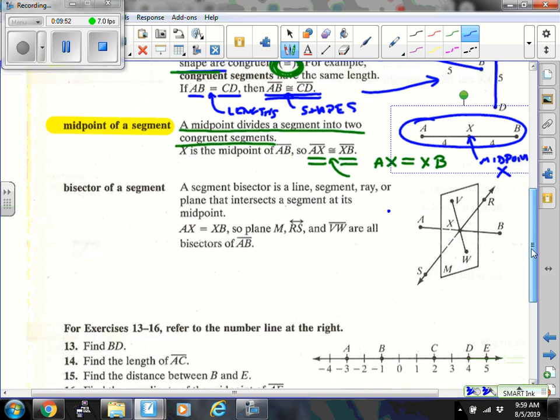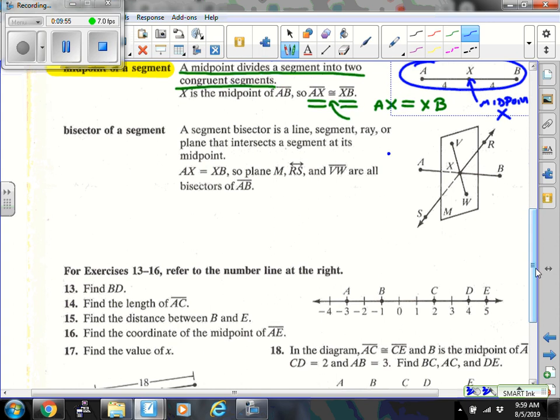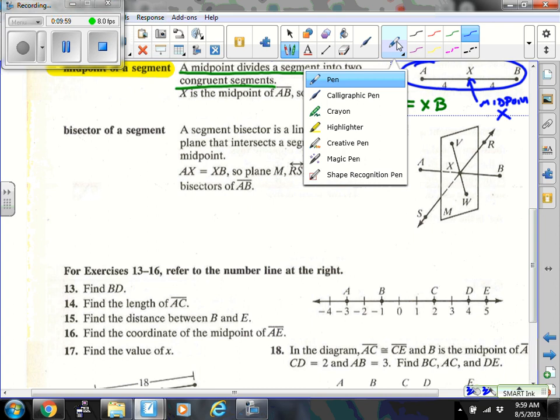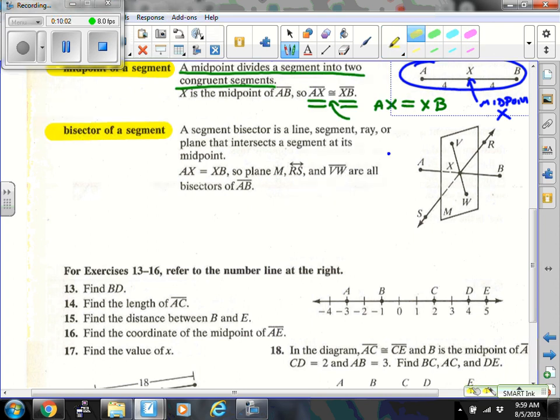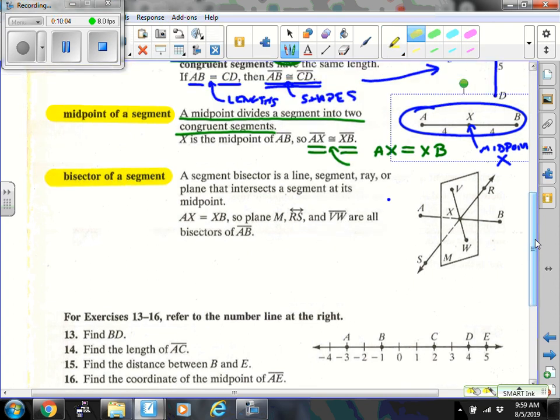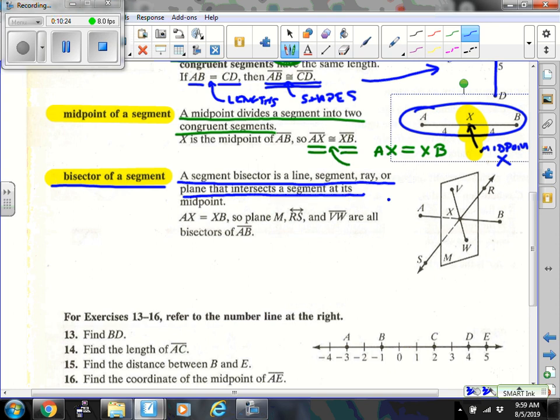I think this is the last term. These two go together real well because it's just a way of defining things. So in this particular example up here, X is the bisector of the segment. Your flashcard's first side will be this. On your second side, you'll say a segment bisector is a line, segment, ray, or a plane that intersects a segment at its midpoint.